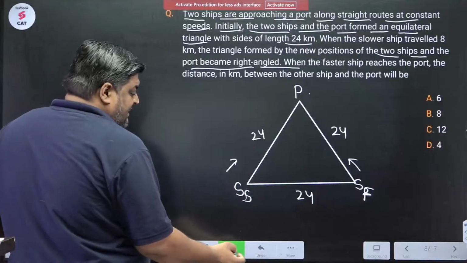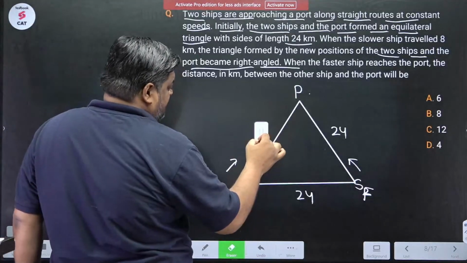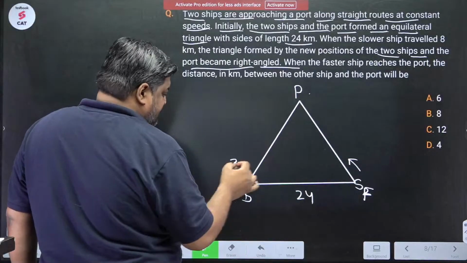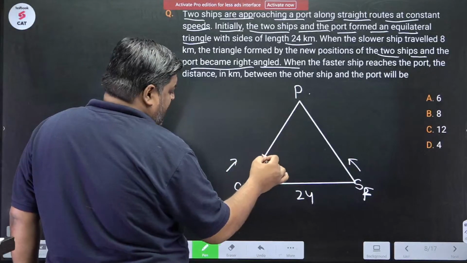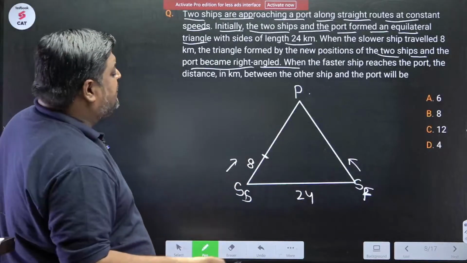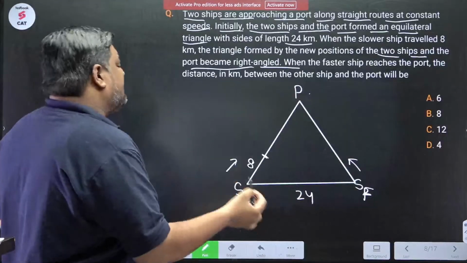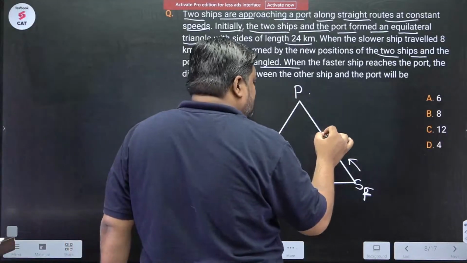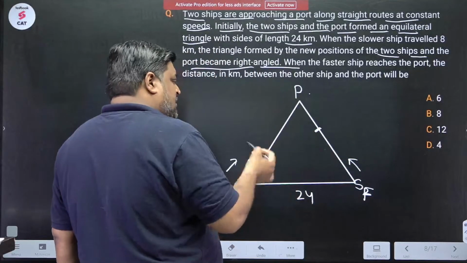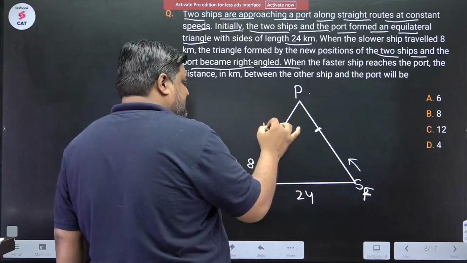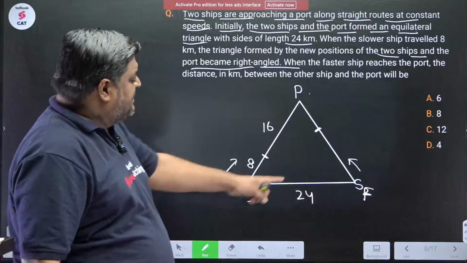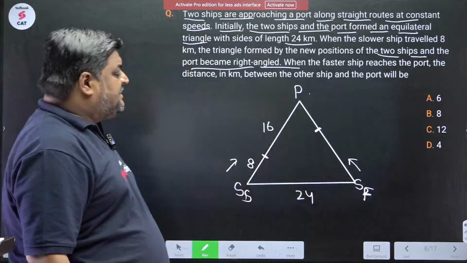And guys, जब स्लोअर शिप ने 8 किलोमीटर कवर किया होगा, तो फास्टर शिप ने डेफिनेटली 8 किलोमीटर से ज्यादा कवर किया होगा. फास्टर शिप कहीं न कहीं यहां होगी, which is more than 8. स्लोअर शिप का we are sure कि this is 8 and this is 16. But faster ship has covered more than 8 kilometers of the distance.